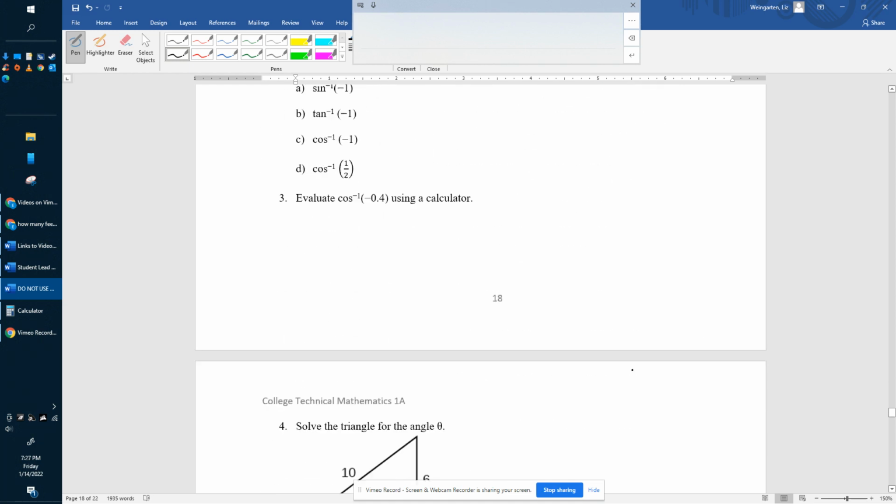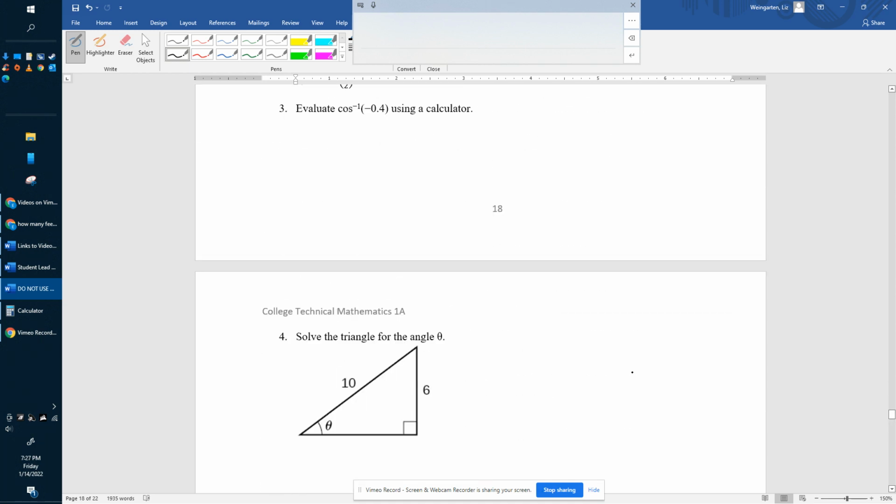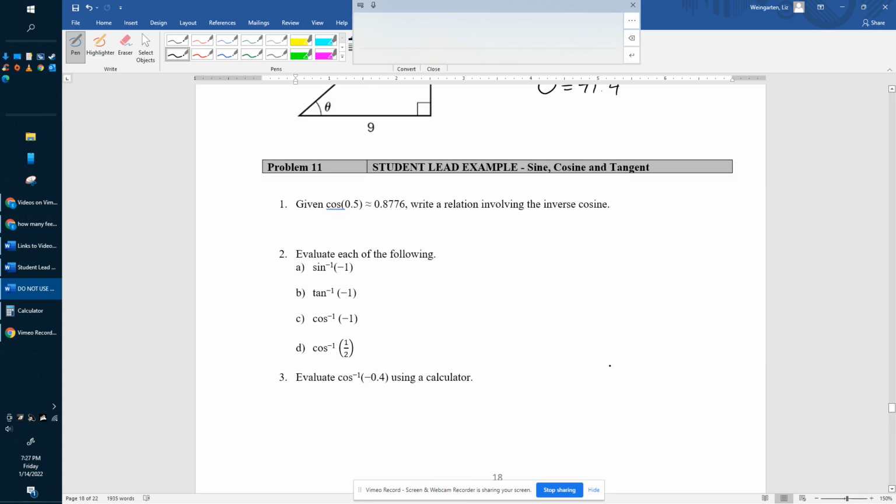You can scroll down, you can do problem number 11, and I'll wish you the best of luck there. Reach out to your instructor if you have any questions, and our next stop is going to be vectors.